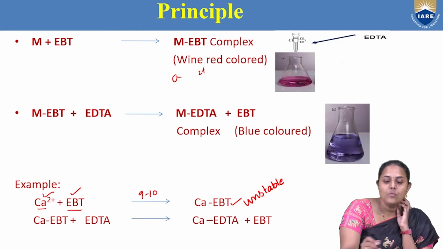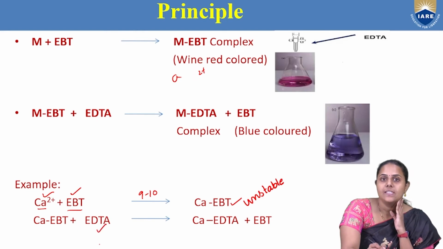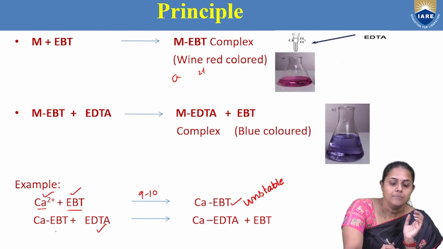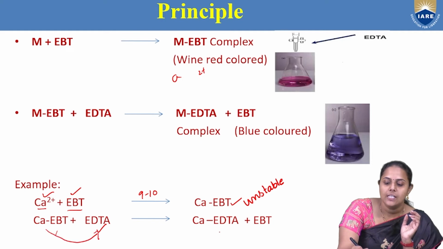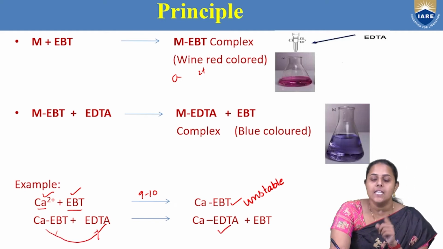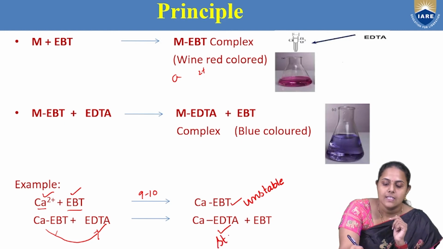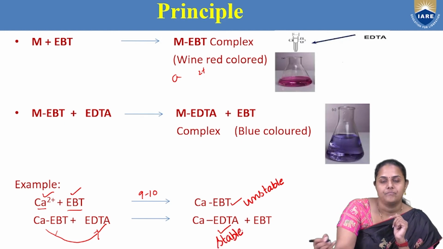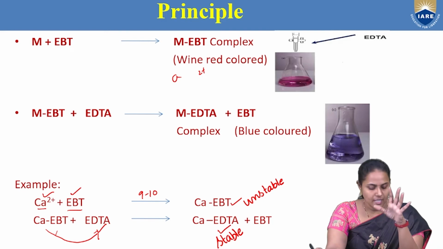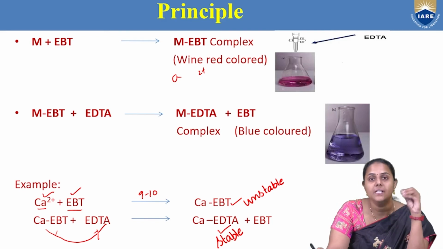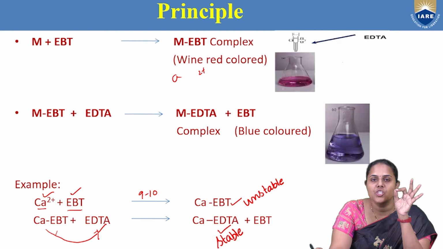Now, when we start adding EDTA, these unstable calcium EBT complexes will dissociate, and this calcium will combine with EDTA to form calcium EDTA complexes, and these are stable complexes. This is the main principle, and the principle is very simple. Hard water means calcium and magnesium. In the conical flask, we will take hard water, indicator, and buffer.